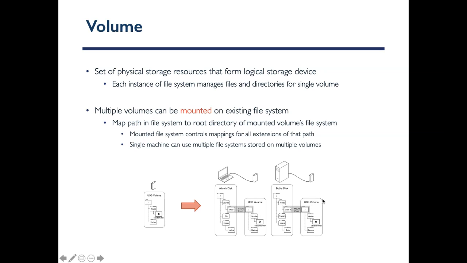You could now mount this on a different file system as well. So let's say now you have Bob's disk. Bob could also create a folder and mount this USB volume to that folder. Again, the original file system will find out that the address that you're using is mapped to the other file system. It passes the appropriate address to the secondary file system and lets the secondary file system deal with the extensions of that path.